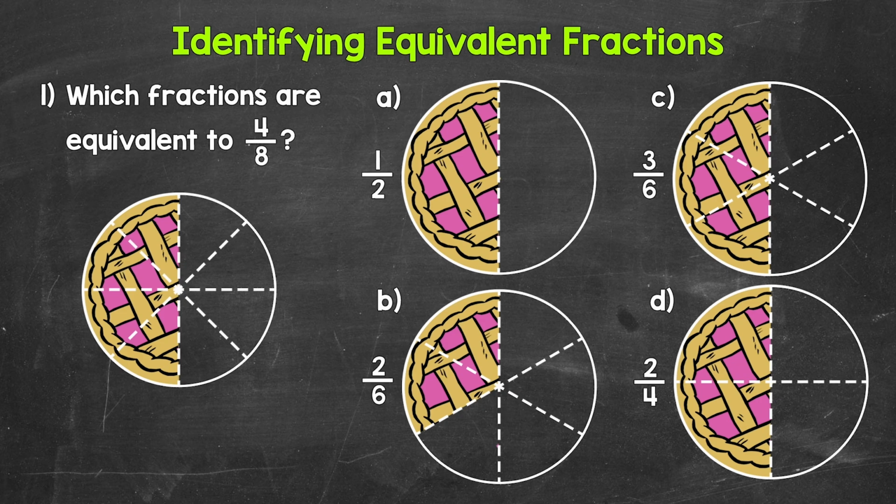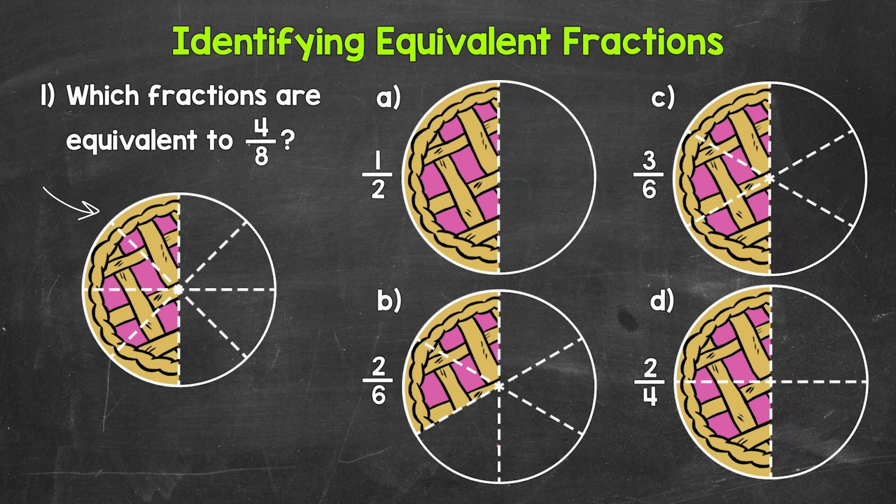Let's jump into number 1, where we have which fractions are equivalent to 4/8. And we have 4/8 shown right here with a pie. There were 8 pieces in total, and 4 are left. So 4/8 of the pie is left. We need all of the equivalent fractions. So all of the pies with the same amount left. The same part of the whole pie left.